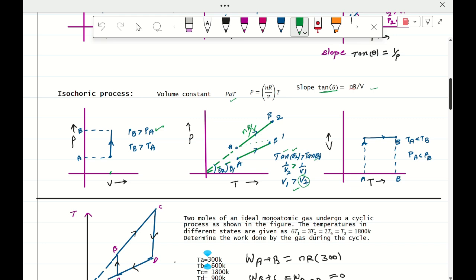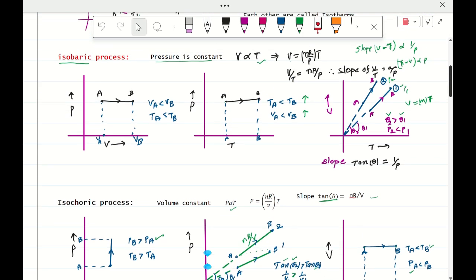Now coming to this one, the VT graph for isochoric. V is constant, so the V value at A and the V value at B is the same. So volume is constant. But if you see temperature on the x-axis, TA is less than TB, or TB is greater than TA. Then according to the isochoric process, P is proportional to T. Therefore, with T less, PA is also less, so PA is less than PB. That means the pressure increases by increasing the temperature where volume is constant. So this is Gay-Lussac's law. Am I correct? Right. P proportional to T, Gay-Lussac's law. The isochoric process gives the idea of Gay-Lussac's law.